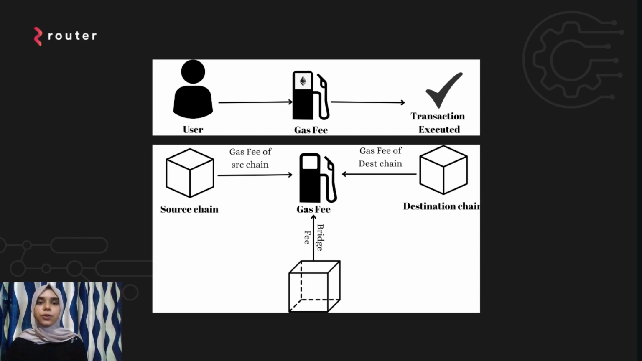However, in the case of a cross-chain transaction, there are broadly three kinds of fee involved. One is the gas fee you pay on the source blockchain. Next is the bridge fee you pay on the bridge or the interoperability layer. In our case, it is the Route token. Finally, the destination gas fee required to do the transaction on the destination chain.